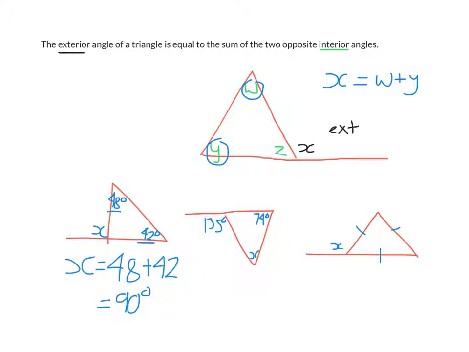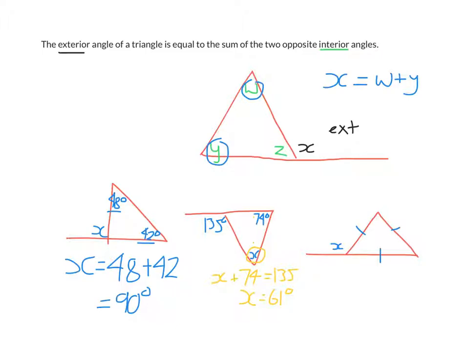So in the second one, note we're not actually finding the exterior angle this time. We're finding an interior angle. So I know that this angle plus 74, the sum of the two opposite interior angles, gives the exterior angle. So you just have to think, what do I need to add to 74 to get 135? If you don't know, 135 minus 74, you get x is 61 degrees. Okay, because 61 plus 74 is 135.